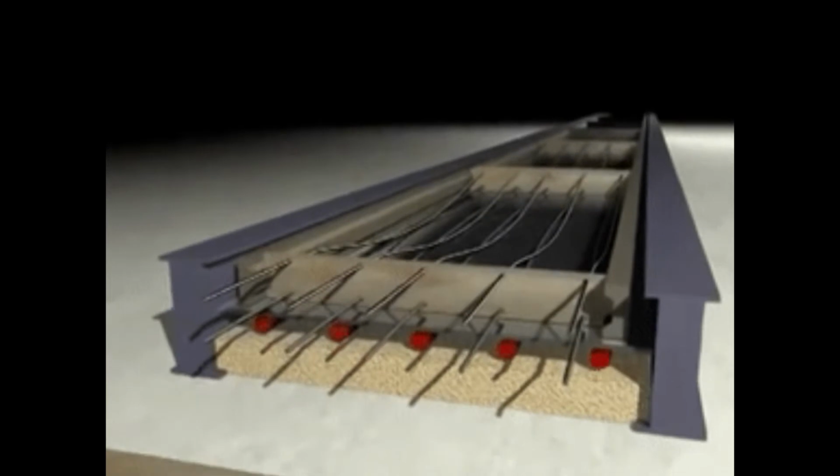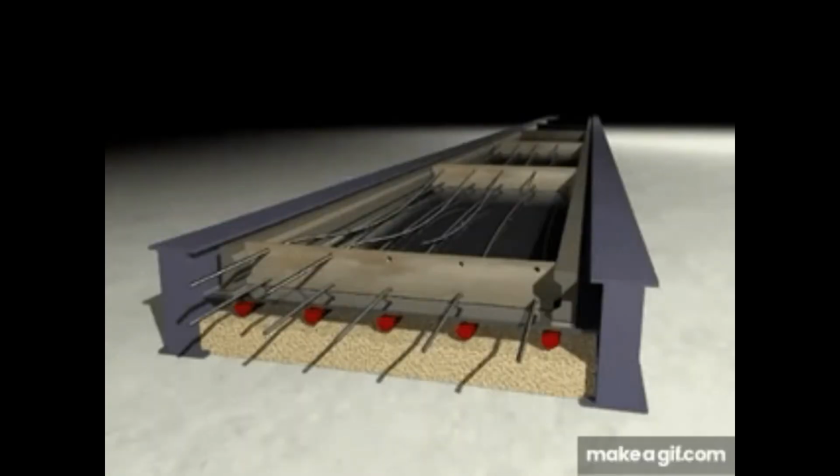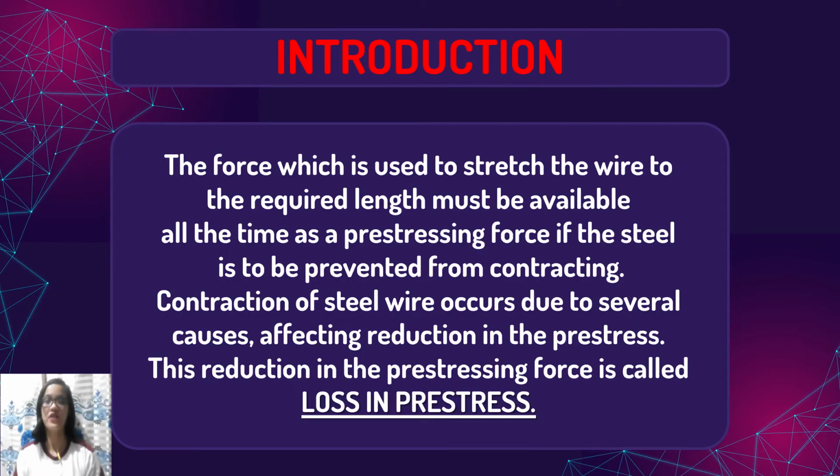Prestressing is the process of introducing compressive stress to the concrete to counteract the tensile stress resulting from an applied load. This force, which is used to stretch the wire to the required length, must be available all the time as a pre-stressing force if the steel is to be prevented from contracting. Contraction of steel wire occurs due to several causes affecting reduction in the pre-stress. This reduction in the pre-stressing force is called loss in pre-stress.